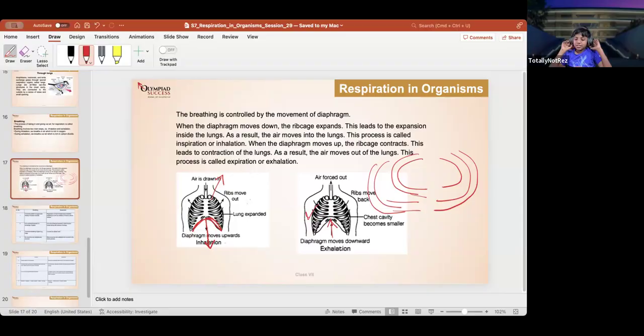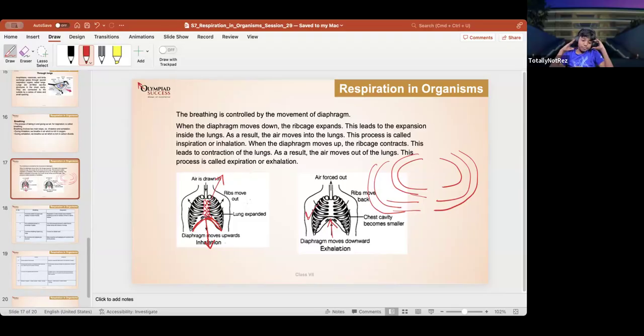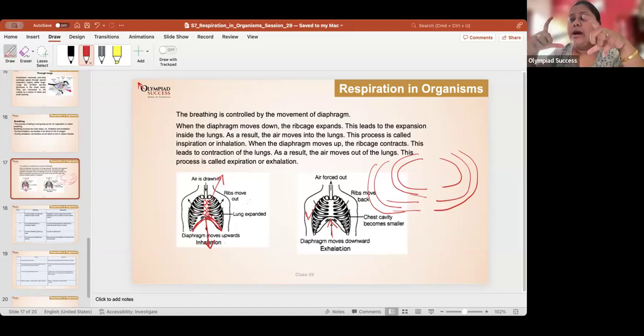Clear? Yes. Now there's a term given, intercostal muscle, in the video that you heard. What is intercostal muscle? Intercostal muscle is the muscle between the ribs that helps in the movement of the ribs. Contraction of the intercostal muscle helps to lift up the ribs, and relaxation will allow the ribs to come down. Clear?